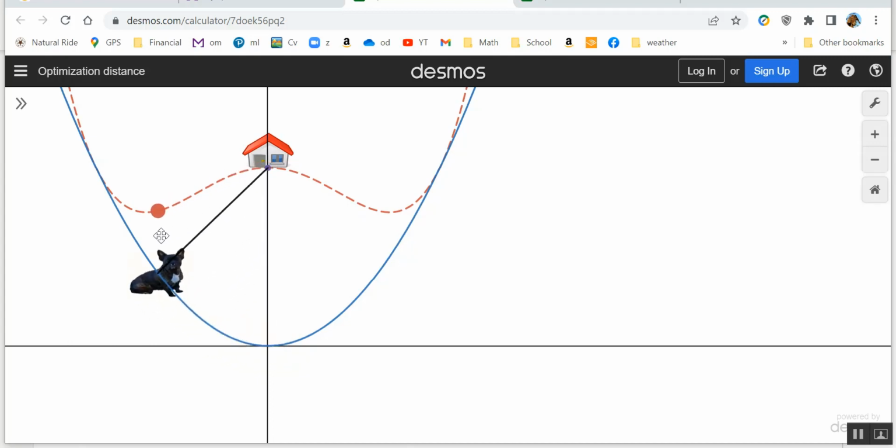And then he seems to get closest to home. I'm looking at the y values on this red dotted line. He's closest to home here and again over here. And then he just gets farther and farther and farther from home. So let's see if we can use calculus to find those 2 points.